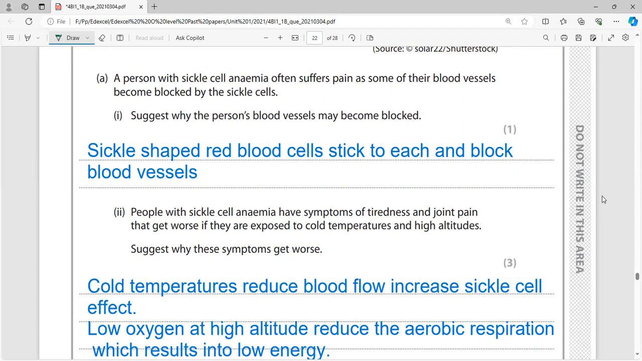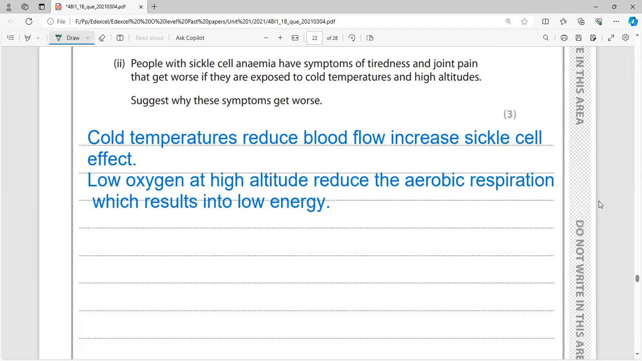Now question: the person with sickle cell anemia often suffers a pain as some of their blood vessels become blocked by the sickle cells. Suggest why the person's blood vessel may become blocked. So the reason is what? The sickle shape red blood cells stick to each other and they block the blood vessels. Why? Because they are less flexible. They stick with each other and they block the blood vessel. So that's one problem which causes anemic situation.